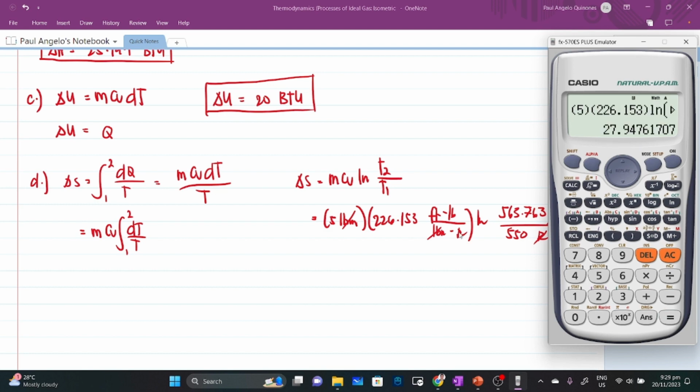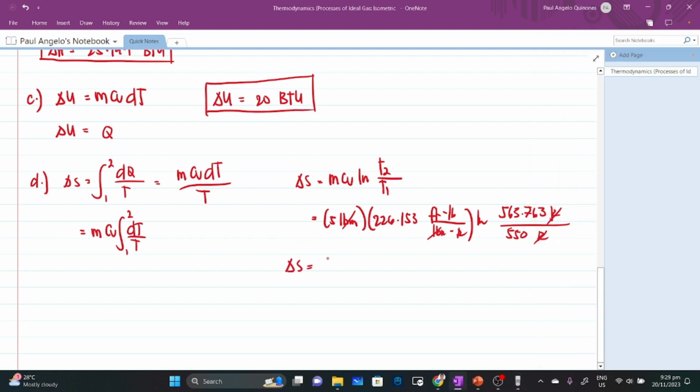However, it is in terms of foot-pounds, so we need to divide this by 778.16. So the change in entropy is 0.0359 BTU per Rankine.